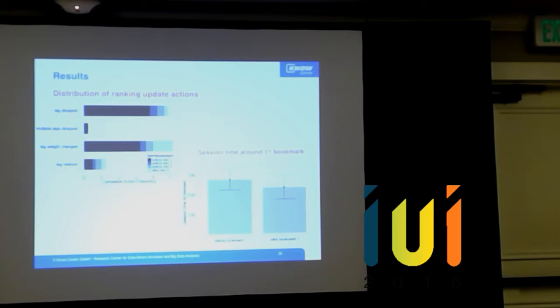And when we split the ranking update actions, we see that most of them happened before the first bookmark action, which suggests that the participants mostly refined their search interest, and once they were more or less sure about the ranking, then they bookmarked, up to the last one. That can be corroborated by the plot on the bottom right.